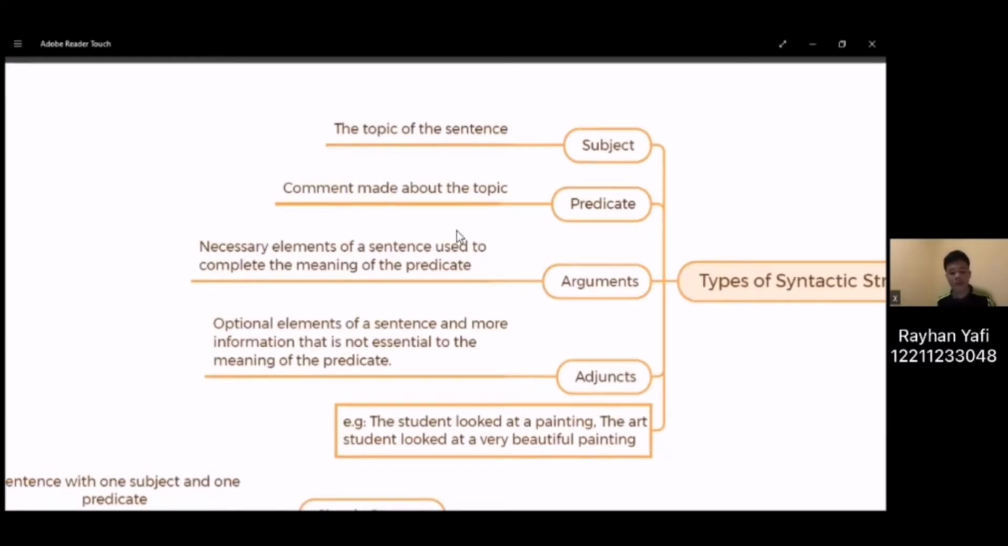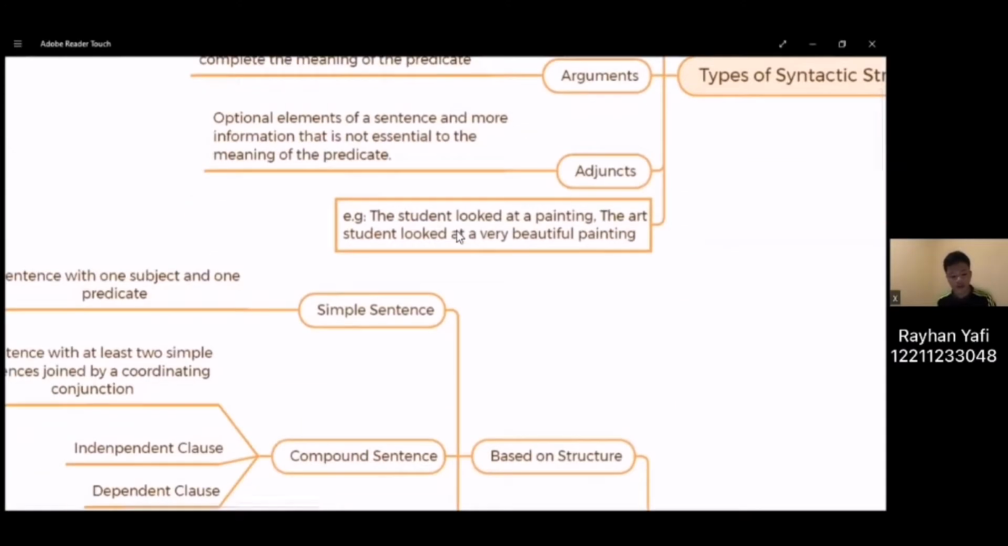So for example, the student looked at a painting. If we analyze this sentence, the student is the subject of the sentence and looked at a painting is the predicate of the sentence. The expressions the student and at a painting are called arguments because they complete the meaning of the predicate looked: the student looked, or looked at a painting.